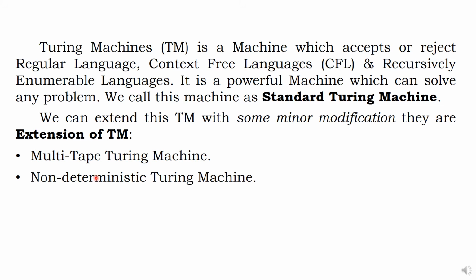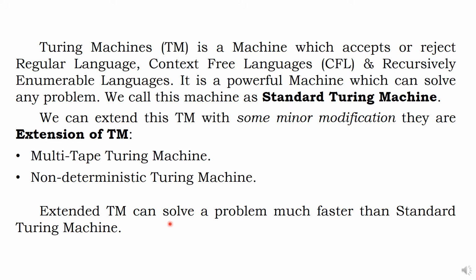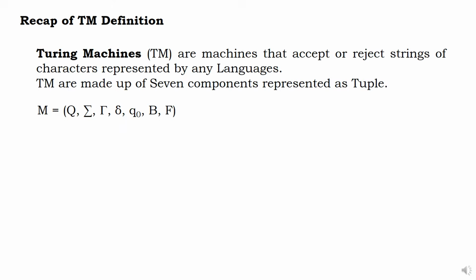Two major techniques: one is the multi-tape Turing machine, the other one is the non-deterministic Turing machine. We will discuss them one by one. An extended Turing machine can solve a problem much faster than a standard Turing machine. Remember, this is what I told you 2 minutes before. It is not that an extended Turing machine can solve some problem which cannot be solved by a standard one, no, not like that. Any problem can be solved in a standard Turing machine. Dot. We use extension for betterment.